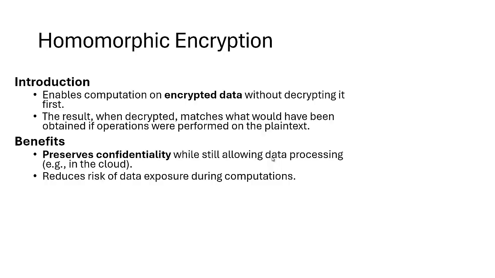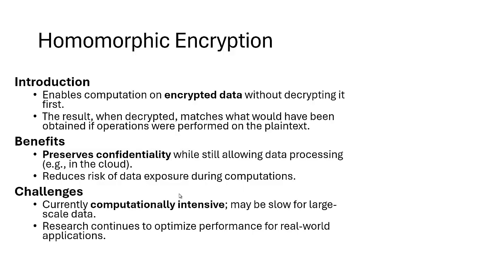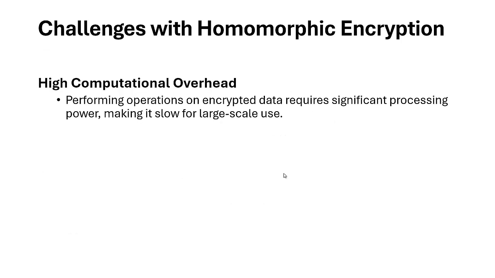The benefit is that it preserves confidentiality while still allowing the data to be processed in the cloud, and reduces the risk of data exposure during computation. But as I said, it comes with a challenge. It requires a lot of computation. Sometimes it may be slow for large scale data, and research continues to optimize the performance for real world applications. As I said, Google already introduced this technology, which is called confidential computing. When you use homomorphic encryption, performing operations on encrypted data requires significant processing power.